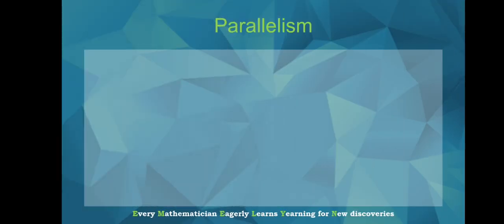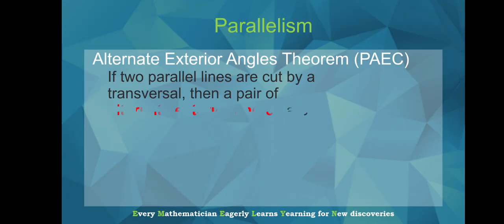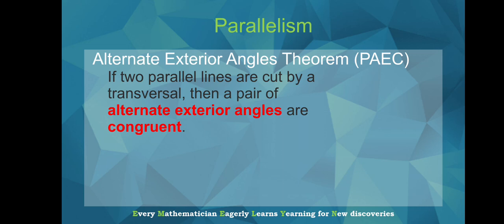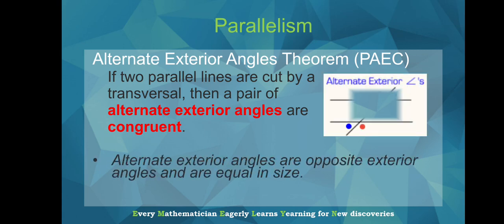Alternate exterior angles. The alternate exterior angles theorem states that if two parallel lines are cut by a transversal, then a pair of alternate exterior angles are congruent. Alternate exterior angles are opposite exterior angles and are equal in size.